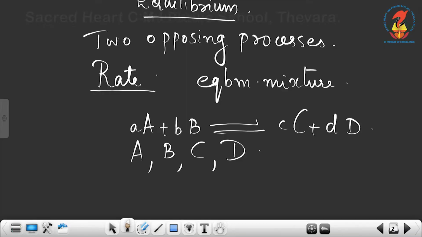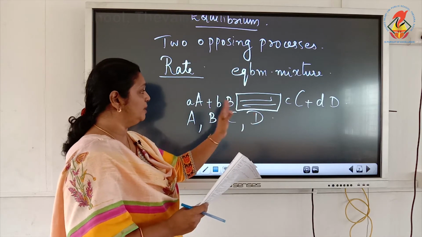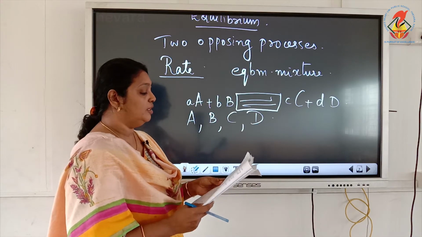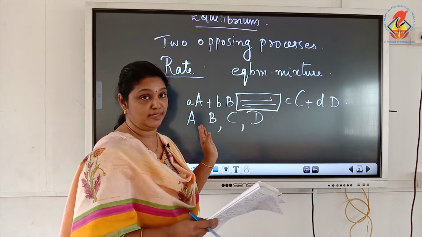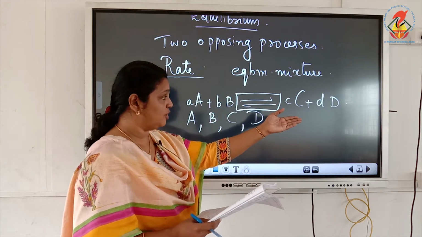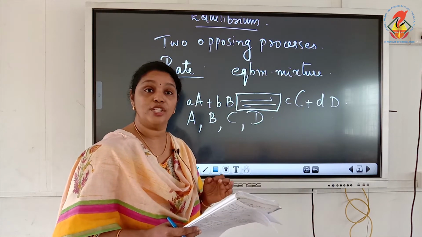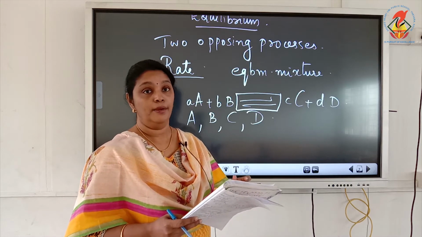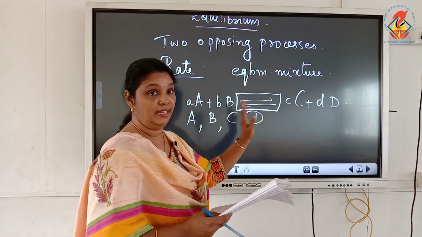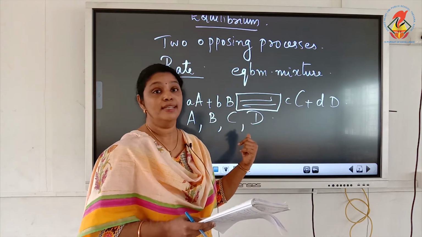And the double arrow represents the reaction between the reactants and products. It shows that the reaction is taking place in both directions. Both directions means forward reaction is taking place and backward reaction is also taking place, and these reactions are taking place simultaneously.